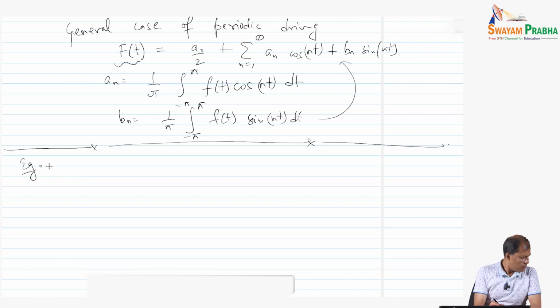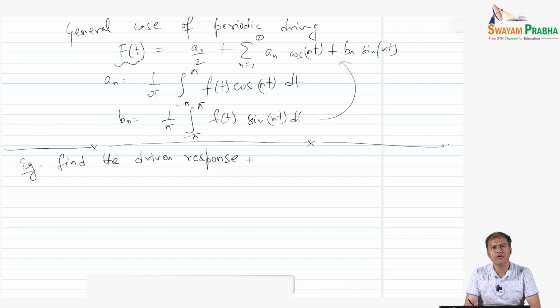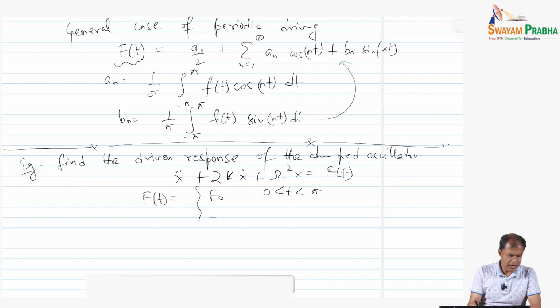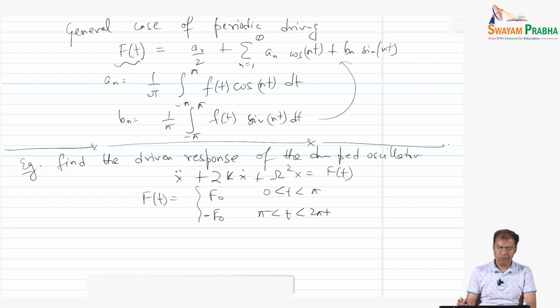So the example says find the driven response. So what does the problem say? It asks us to find the particular solution, the driven response of the damped oscillator, which is given by x double dot plus 2k x dot plus omega square x is equal to f of t. Okay, and where f of t is given by f naught, where t is from 0 to pi, and this is minus f naught where t is from pi to 2 pi, right?